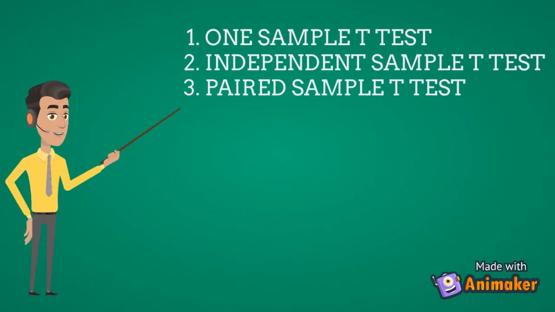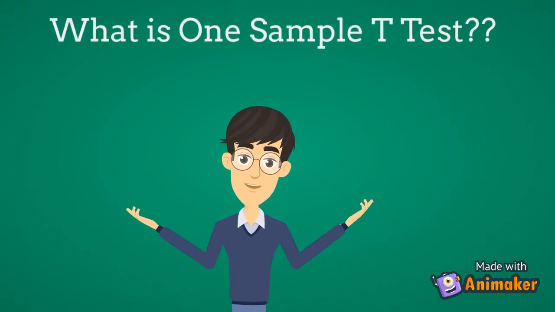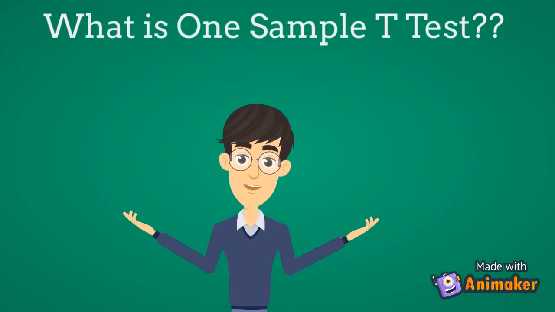There are three different types of t-tests: one sample t-test, independent samples t-test, and dependent, paired, samples t-test. One sample t-test is used to compare the mean of a single sample with the population mean.